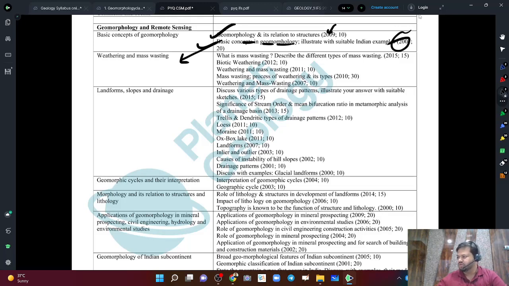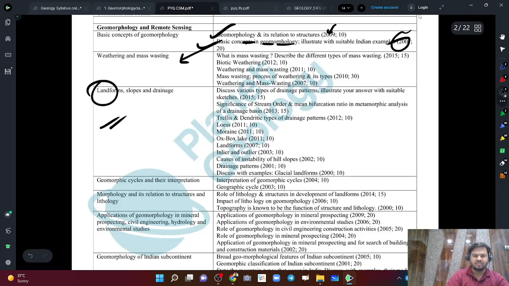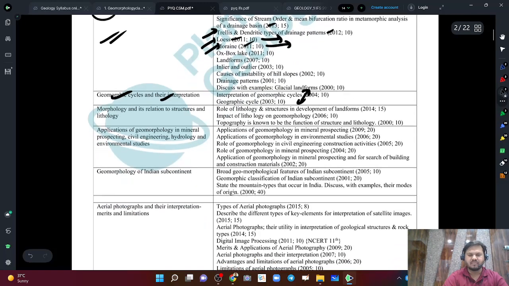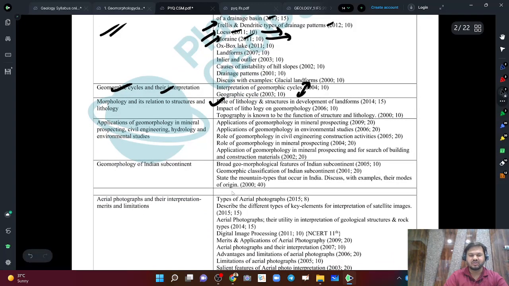The second most important question is on landforms. Every year they will ask some question on landforms: 2015, 13, 12, 11. Either they will ask about landforms related to some particular agent, or they will name a landform and ask about it. They are asking about trellis, loess, moraine. Moraine is a glacial landform. Loess is a wind landform. Something like this they keep asking. Then on geomorphic cycle and interpretation, they have not asked in the last 2 decades. That means it is not that important, but we'll cover it. Then this is a very common question. They have directly picked it up from the syllabus, asking the syllabus itself in the form of a question.